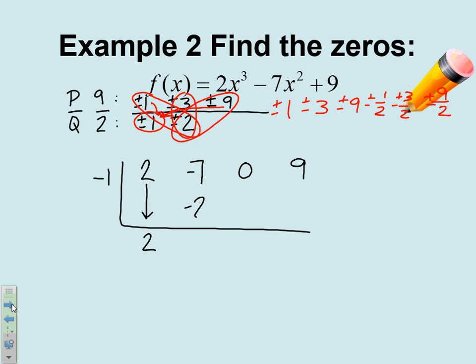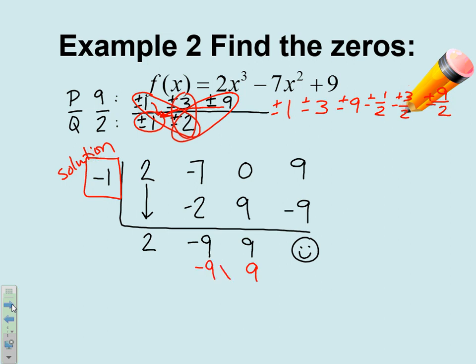So negative 2, add negative 9, multiply positive 9, add 9, multiply negative 9, 0, 0, 0. Good, this is a remainder of 0. That means my guess worked. This one right here is a good solution. And by dividing it out, it leaves us with something that is factorable. So 9 is my regular number. This is my x's. So constant, x's, and 2x squared.